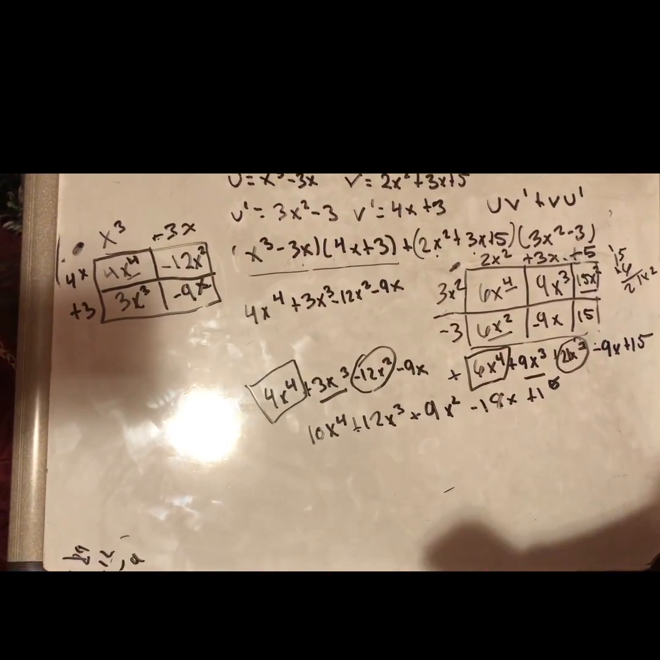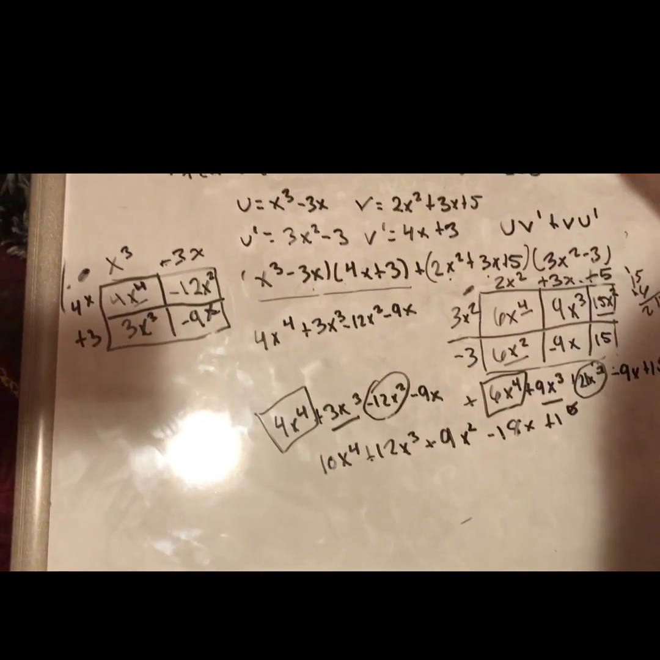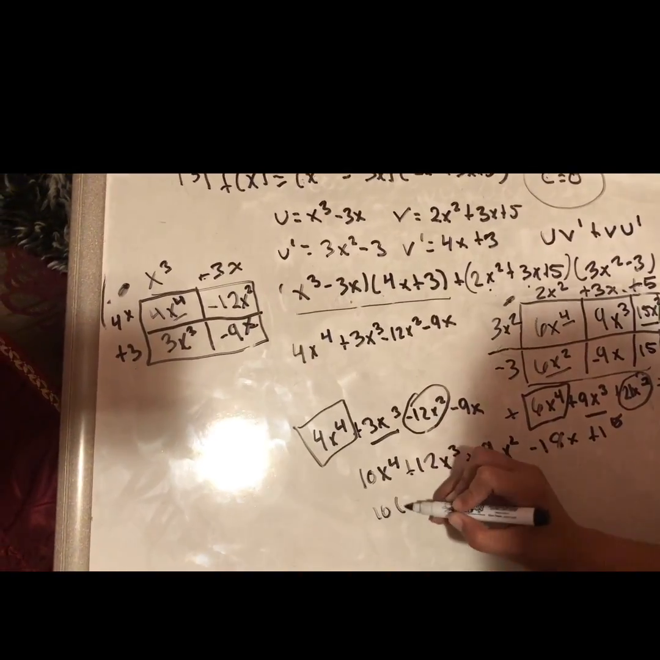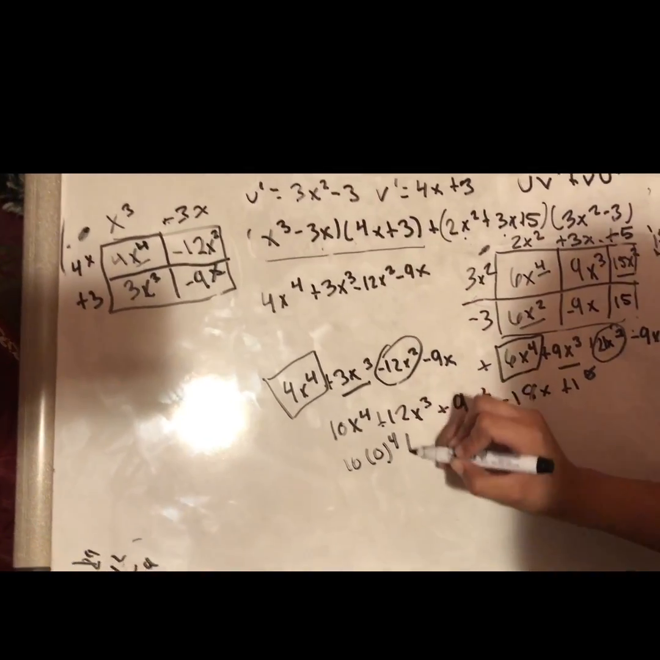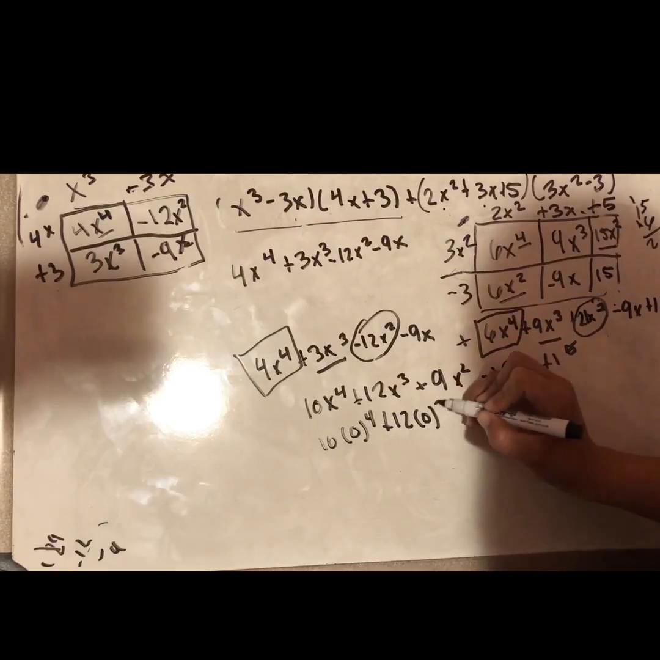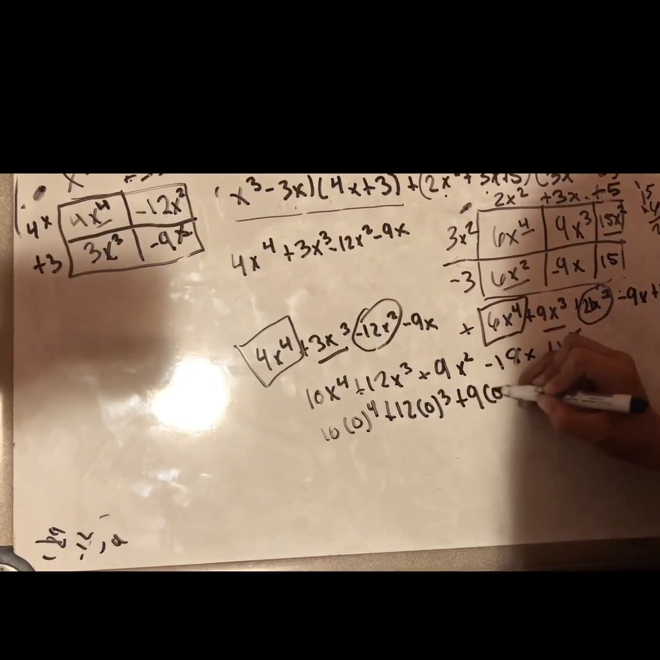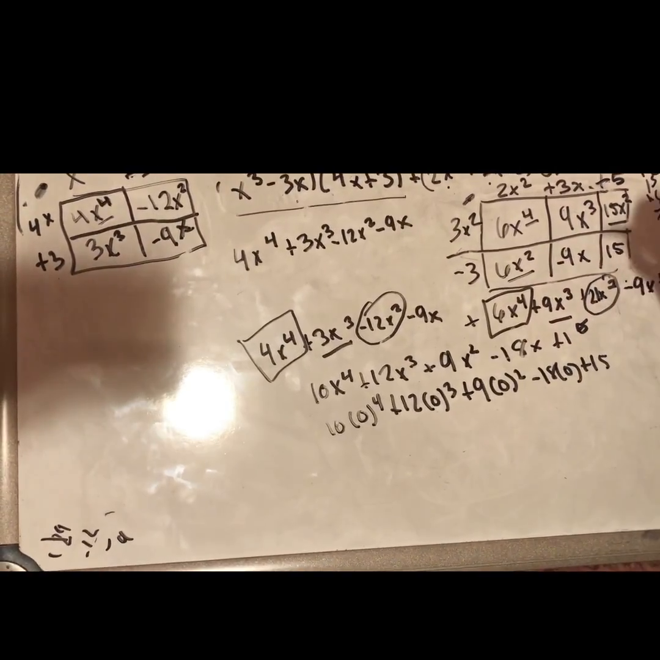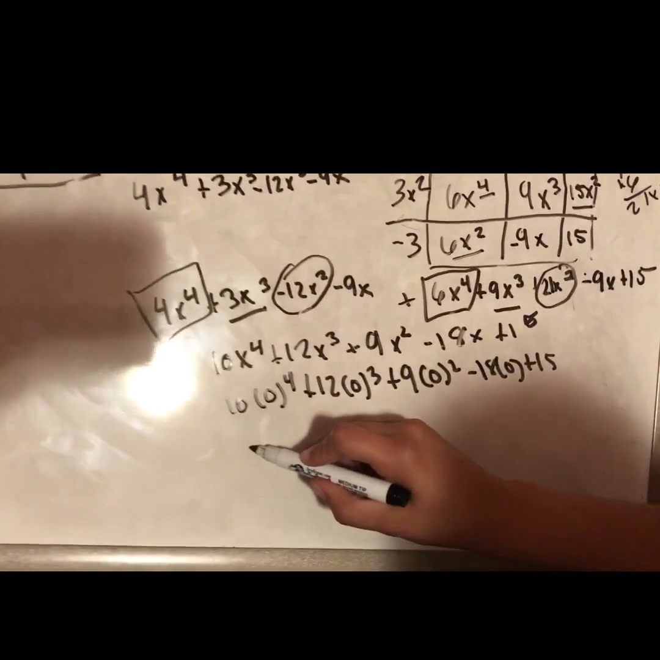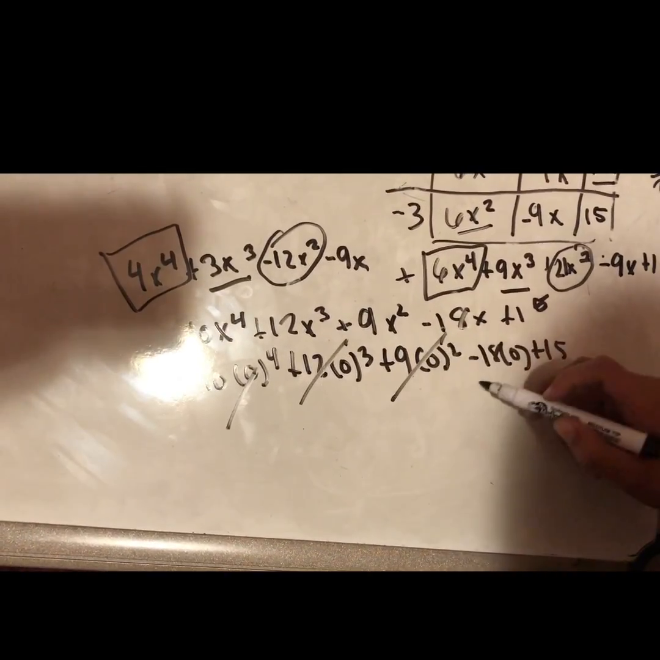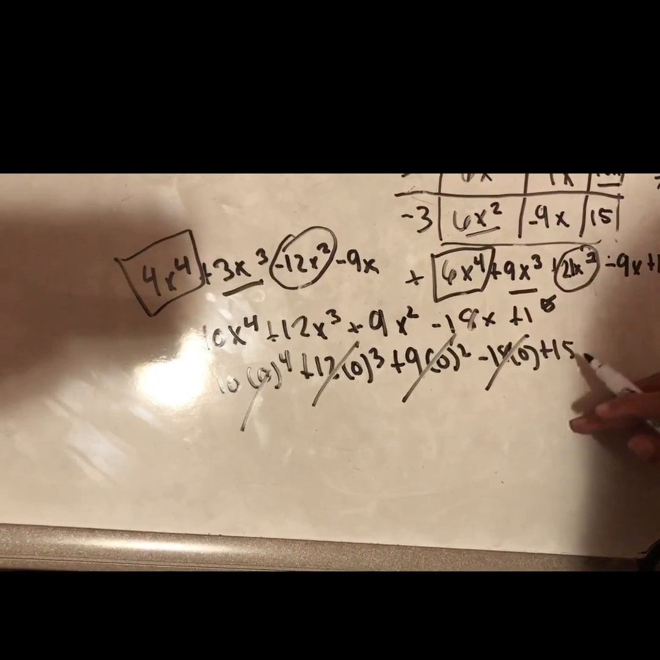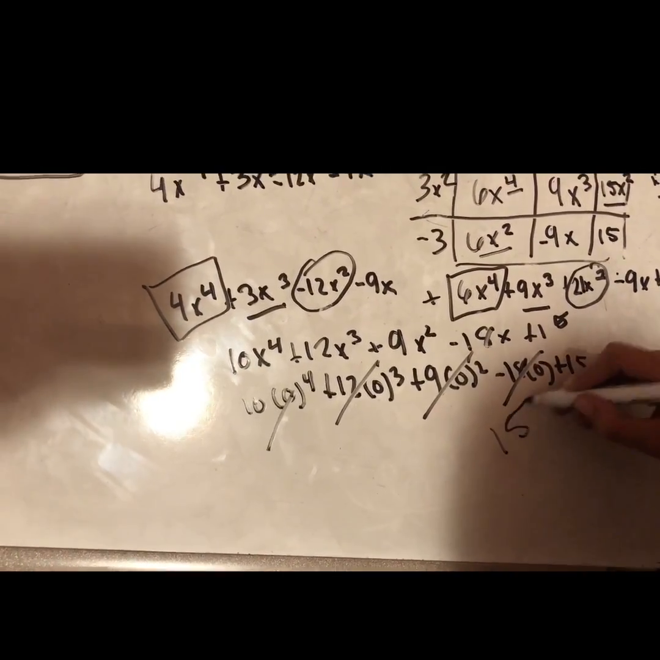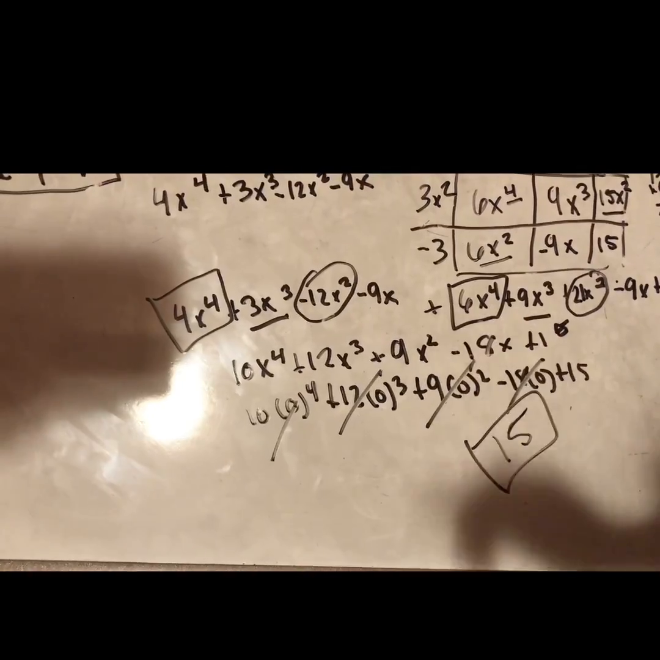Okay, so now what we're going to do is, since remember we have our c in the top, c equals 0, we're going to put our c into our x. So 10 times 0 to the 4th plus 12 times 0 cubed plus 9 times 0 squared minus 8 times 0 plus 15. So we shouldn't even worry about these because they're obviously going to be 0 either way. So then our answer is going to be 15. That's going to be our answer.